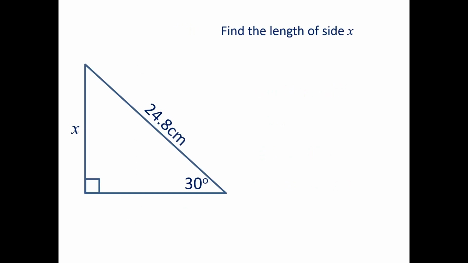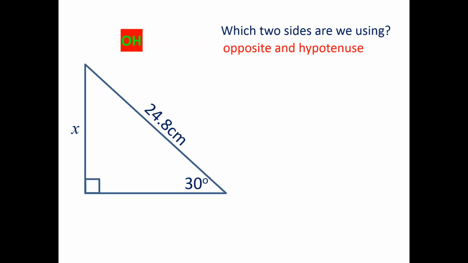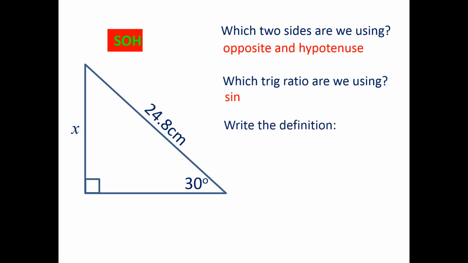Find the length of side x. So you've got the same 4 things beginning with W. There's SOHCAHTOA. First thing, which 2 sides are we using? Well, there's 30 degrees, x is opposite, 24.8 is hypotenuse. So O and H in SOHCAHTOA go with S. So which trig ratio does S stand for? Sine. Third W, write the definition. Sine of an angle is opposite over hypotenuse. So in this case, sine 30 is, the opposite is x divided by 24.8.